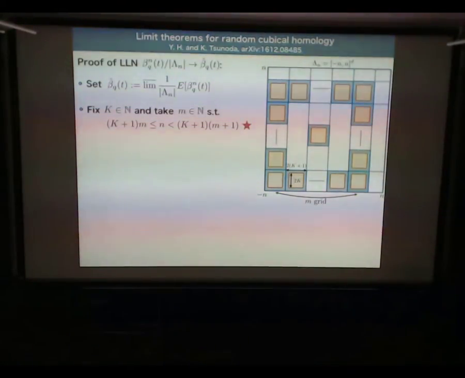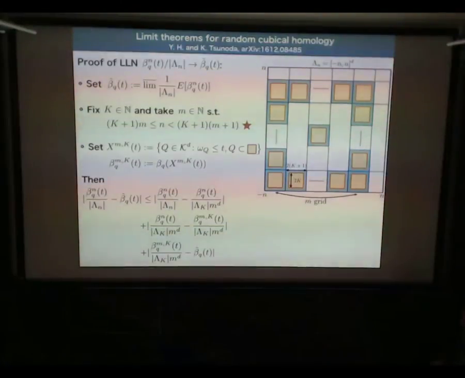And for this purpose, for a fixed k, let's take m such that these two inequalities are satisfied. And this is just dividing our window Λn into m grids in each direction. So we prepare m to the d small boxes and the remainders. The length of each yellow box is 2k. The length of each blue box is 2 times k plus 1.